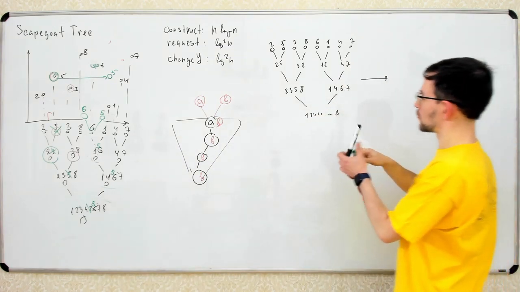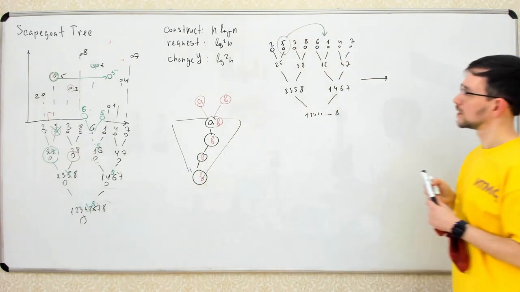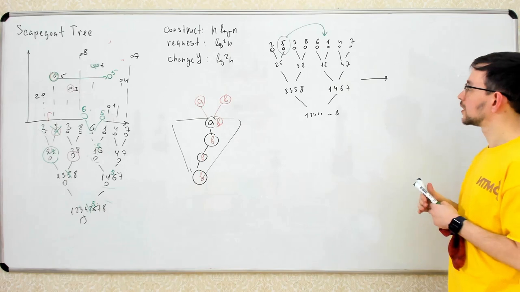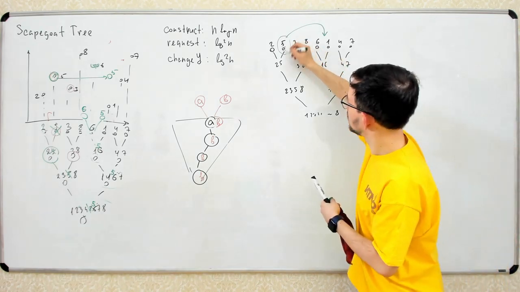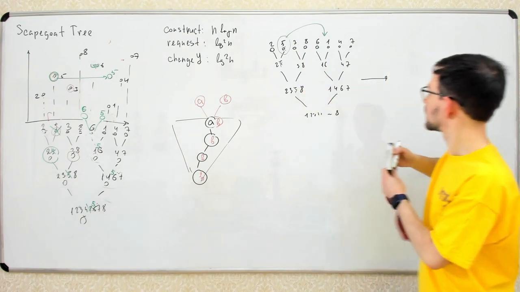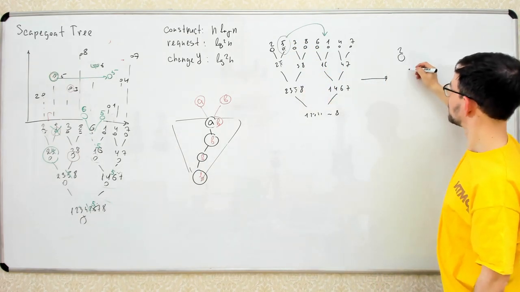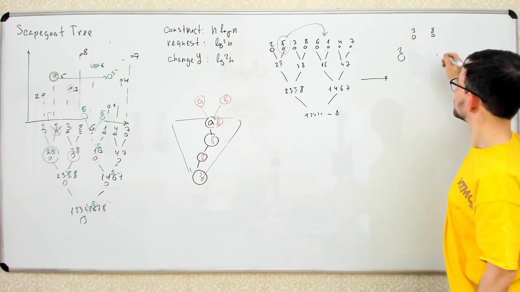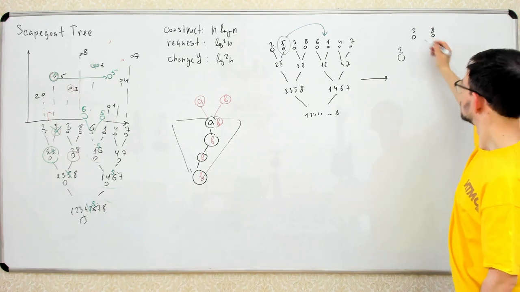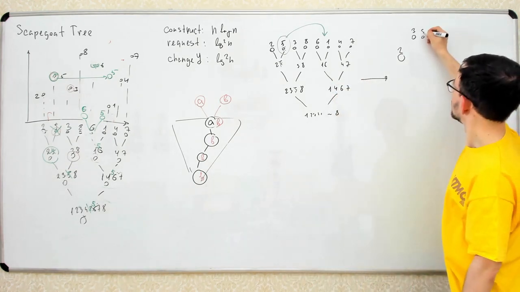And now when you move this 5 here, what will happen? You remove it from here. So you remove it here, remove it here, remove it here, remove it here. So now you have this node 2. And here we have 3 and 8.